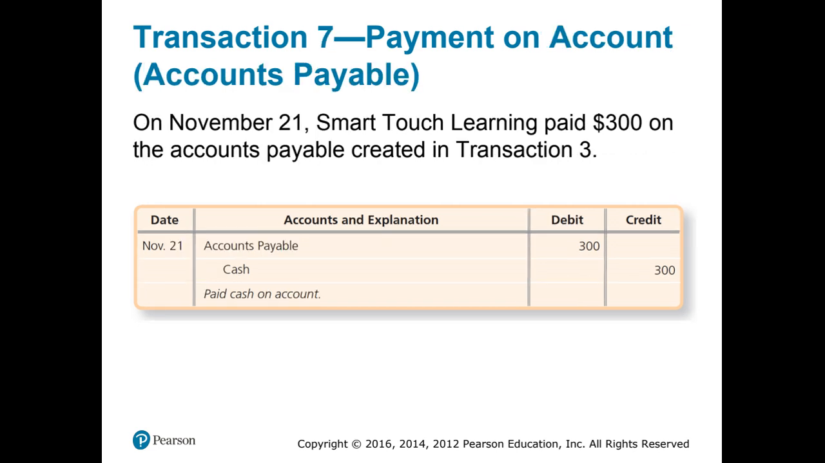And then on November 21st, Smart Touch Learning paid $300 on the accounts payable created in transaction 3. So now we've made a payment on that purchase that we made on account. So we're going to debit accounts payable, credit cash, and note that we paid cash on account.